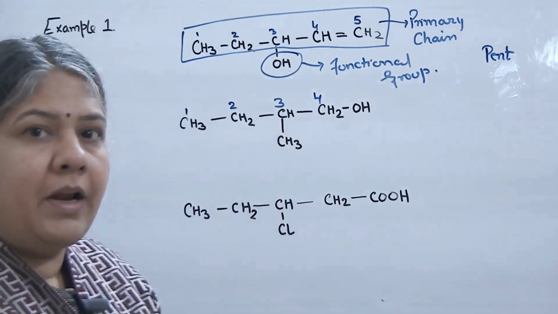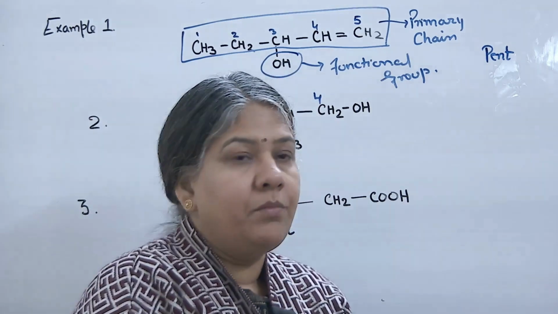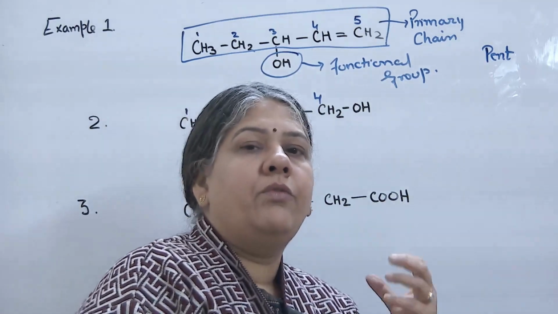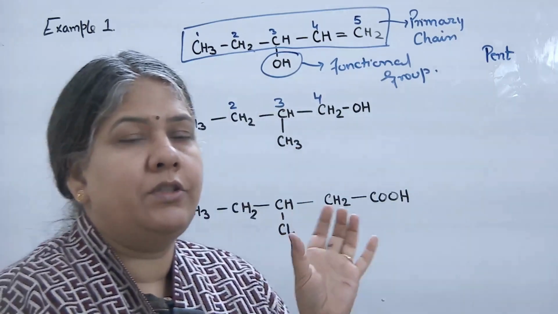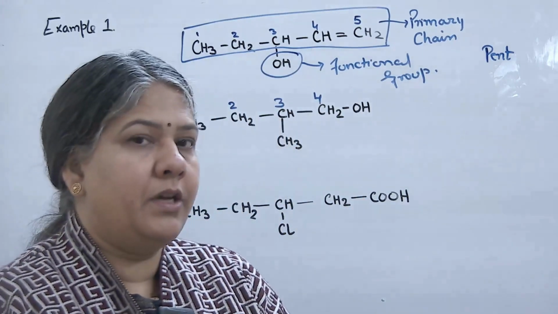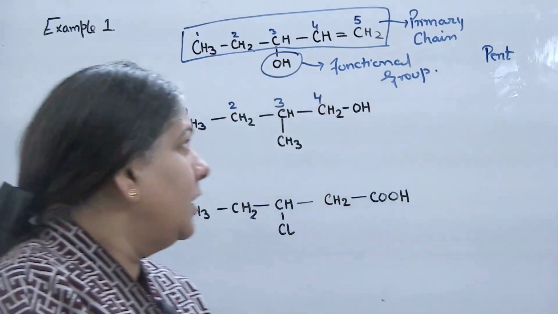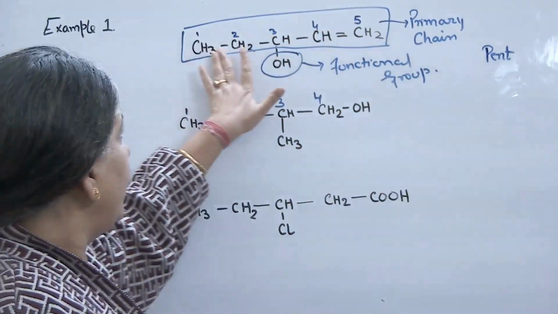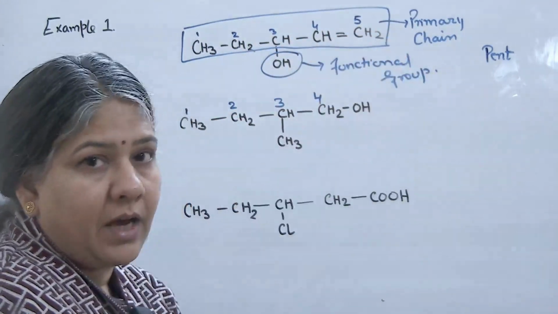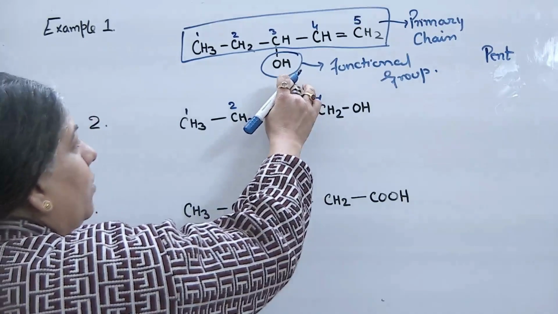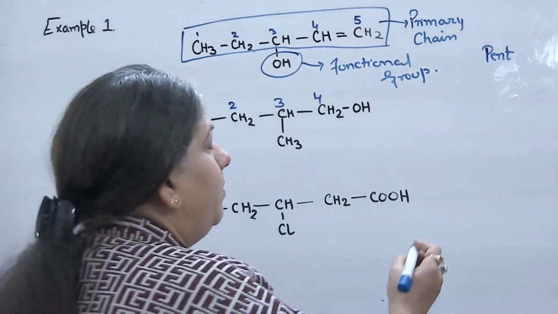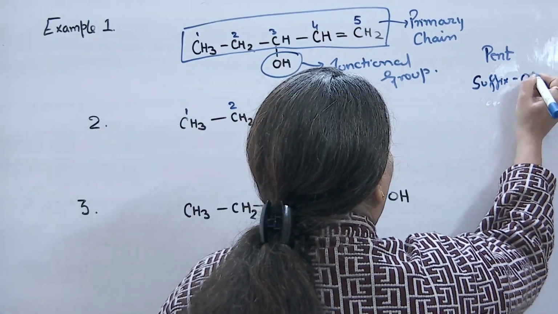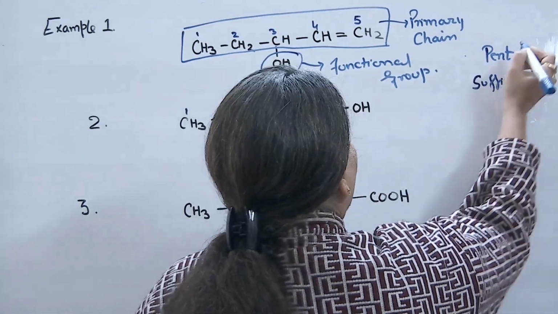How the systematic naming is done, I'll explain that. But in the compound, how are you going to find out which part is representing the prefix, which the root word and which the suffix? Let's clear this first. So the root word will be pent in this case because it is coming from the longest carbon chain. And the functional group is alcohol, so the suffix will be ol. So the suffix will be ol and pent will be the root word.